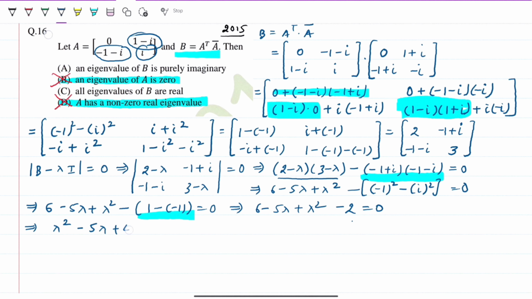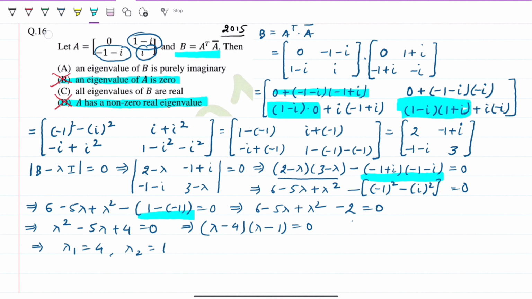Therefore the characteristic equation reduces to lambda square minus 5 lambda plus 4 equal to 0, which can be easily factored into (lambda minus 4)(lambda minus 1) equals 0. Thus the eigenvalues for B are 4 and 1. So we have got two real eigenvalues for B.